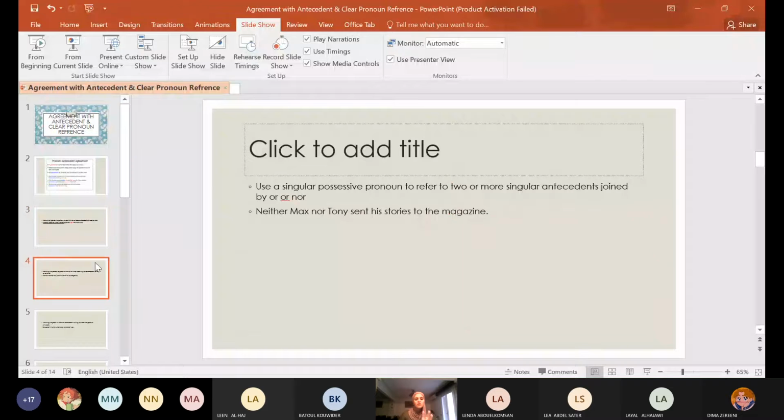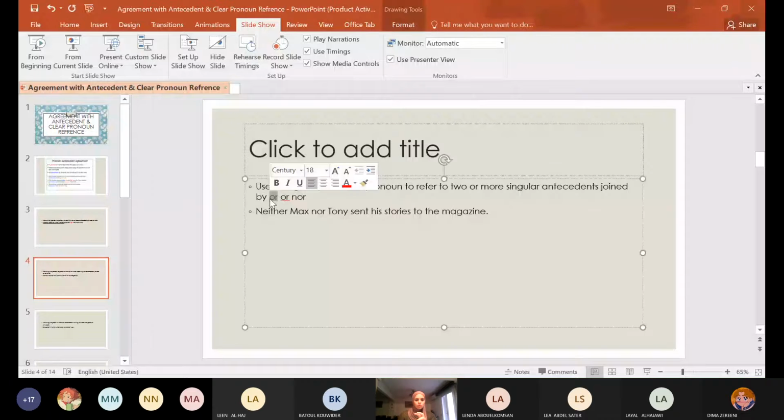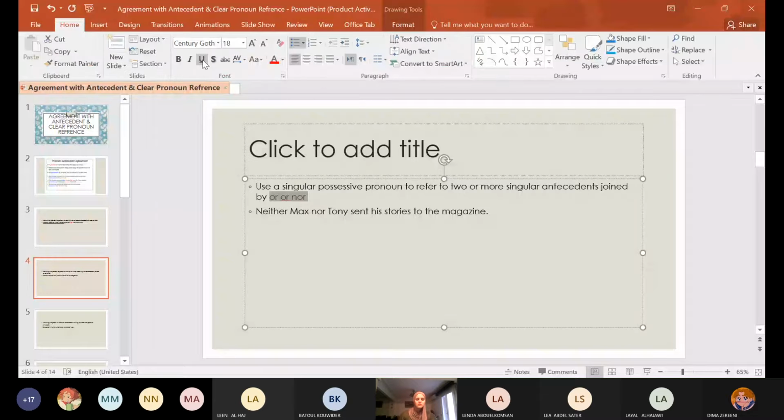He says if the nouns are combined together with "or" or "nor", in this case I use singular. Neither Max nor Tony: I have here "nor", and Max is singular and Tony is singular. Max nor Tony sent, it will be what? Because they are men, it will be his.